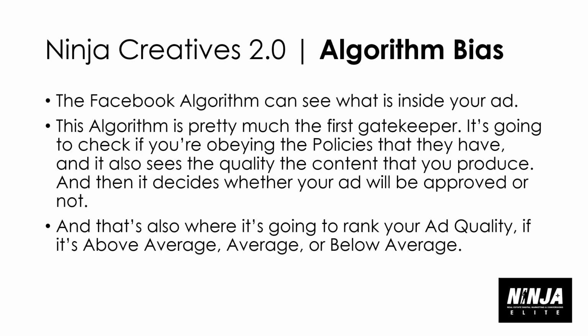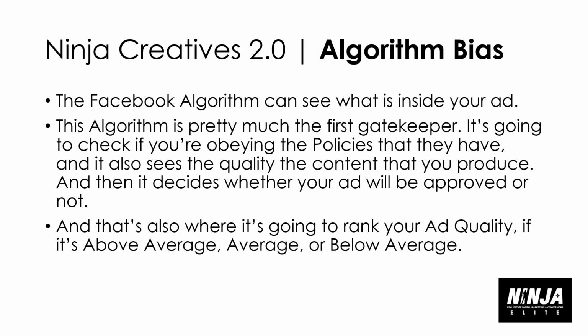Now we're going to be talking about the algorithm bias. This algorithm can pretty much see what is inside your ad. So this is the first gatekeeper, and it's going to check if you're obeying the policies that they have. That's the answer as to why sometimes you don't know why your ad got rejected, even if you've followed the policies and have nothing wrong in your ad. It's just because of the AI.